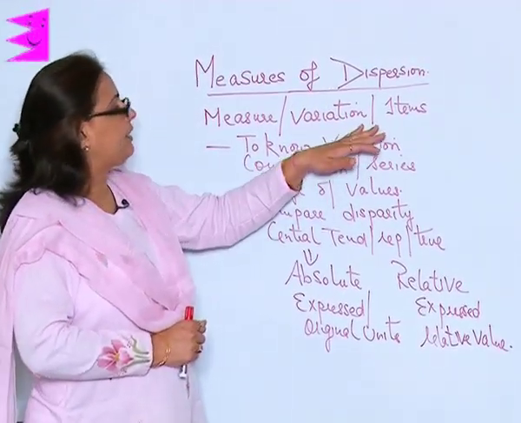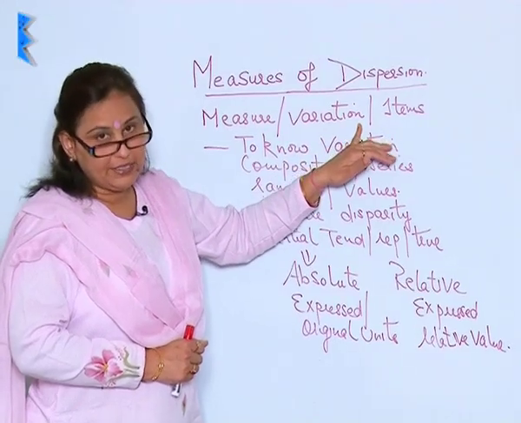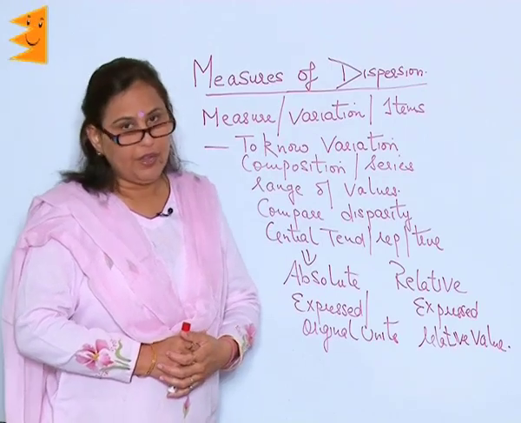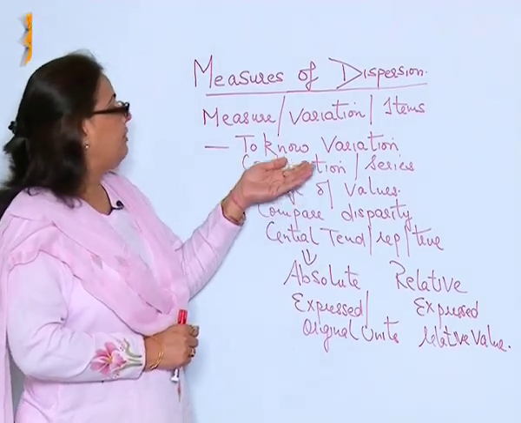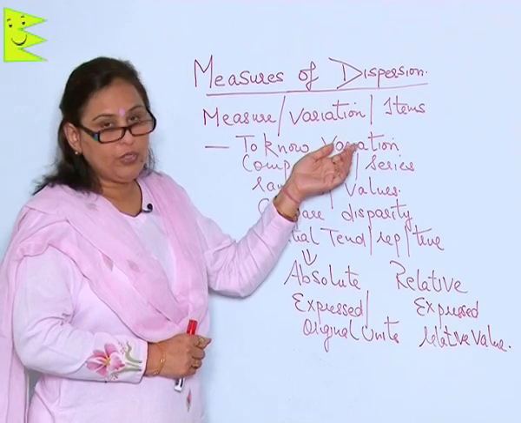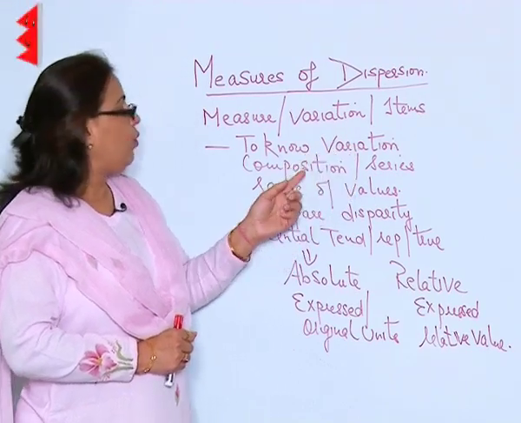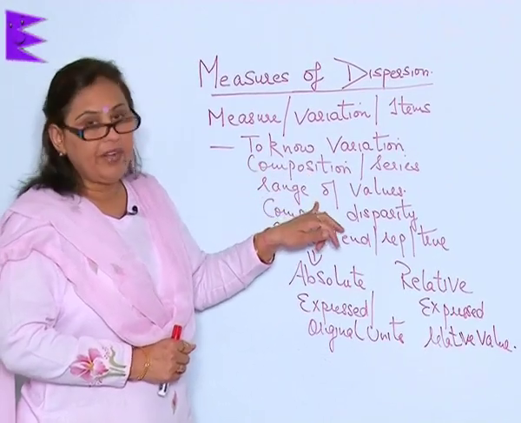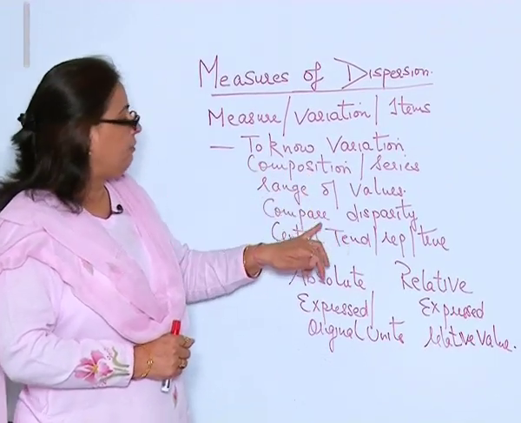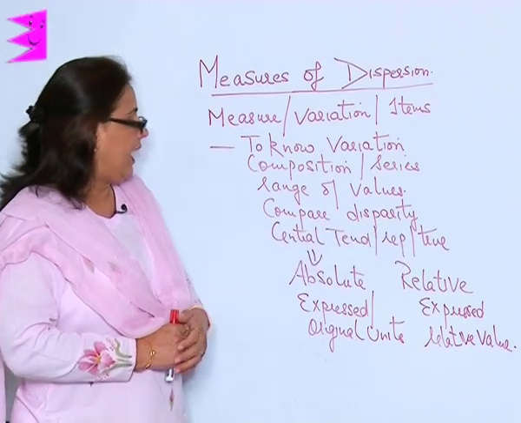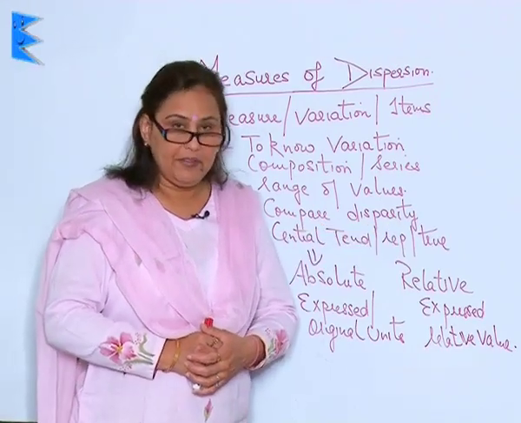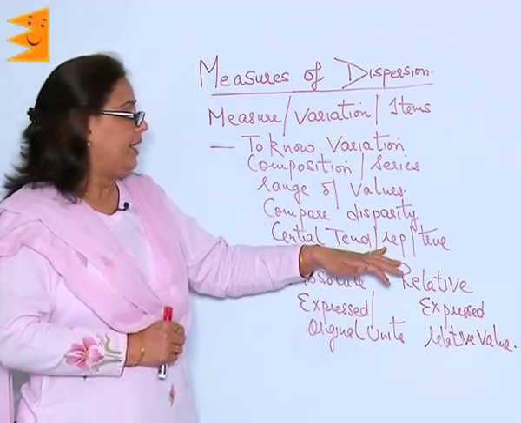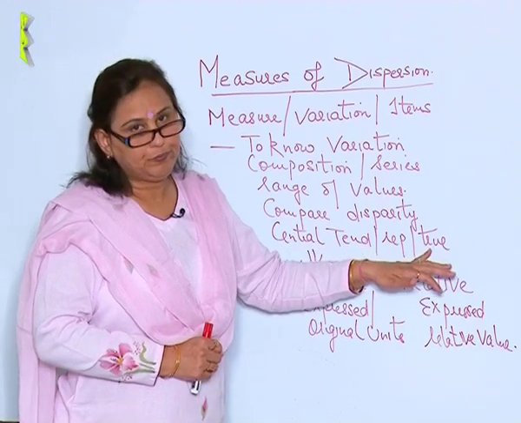And when we do this, what is the importance of it? That is, why should we have the measures of dispersion? For that you must know that we have to find out about the variation, we have to know about the composition of the series, we have to know about the range of the values, we have to compare the disparity, and we have to find out the central tendency, whether it is representing the true value.